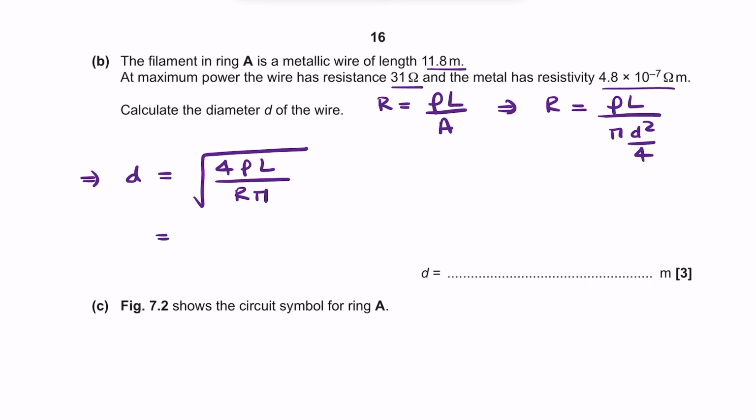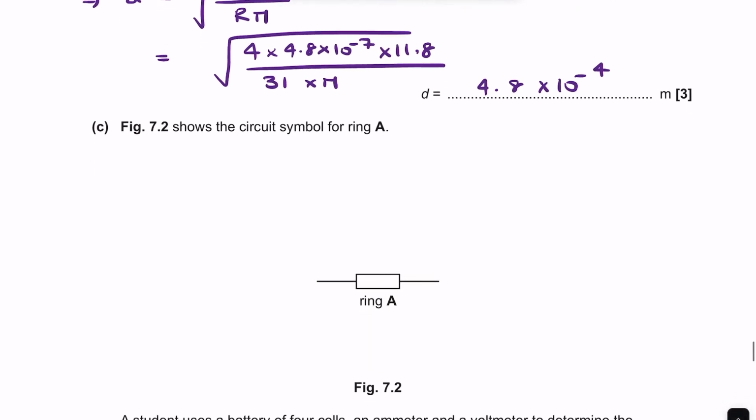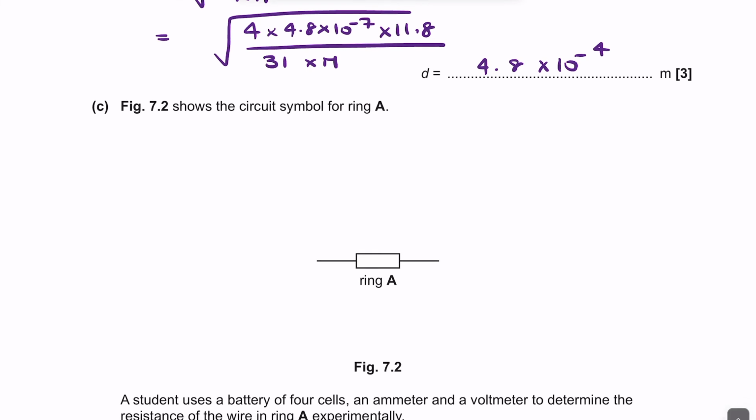So I'm going to pop in all the values now because I know resistivity is 4.8 times 10 to the minus 7, length is 11.8, resistance is 31 times pi, and that gives me the diameter of 4.8 times 10 to the minus 4 meters.